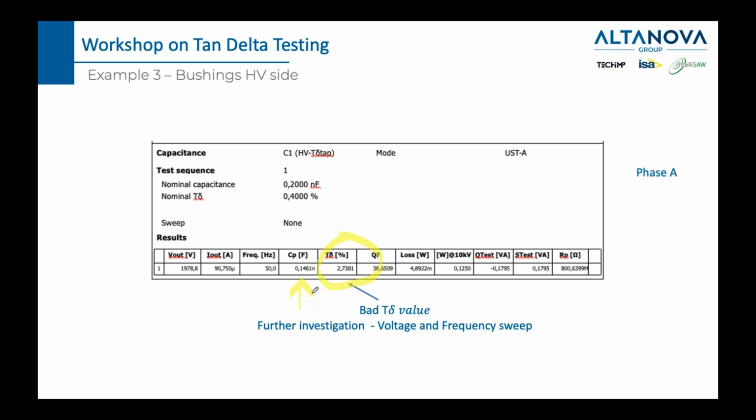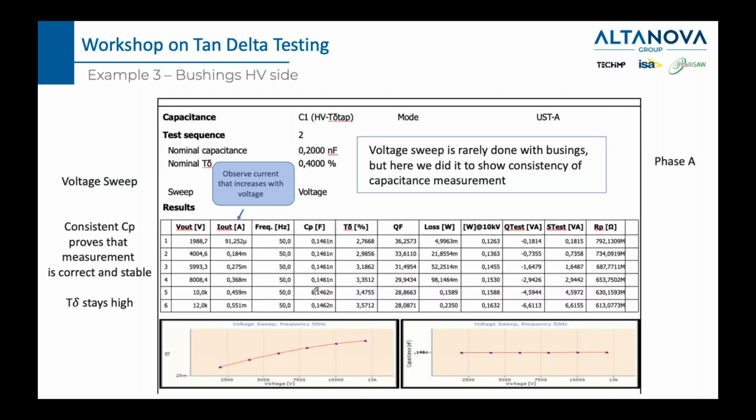So the first thing we did was a voltage sweep. Now, voltage sweep is not something you do on such a test, but we did it here just to see how it will react. Basically, what we expected is that the capacitance stays the same. So this is the first thing you want to see when you do a voltage sweep. Capacitance should always stay the same. Whether you do a measurement of capacitance with 1 volt or with 100 kilovolt, capacitance is a physical reality which describes mostly the construction and the insulation, and it shouldn't change with frequency. Tan delta does change with frequency, but not capacitance.